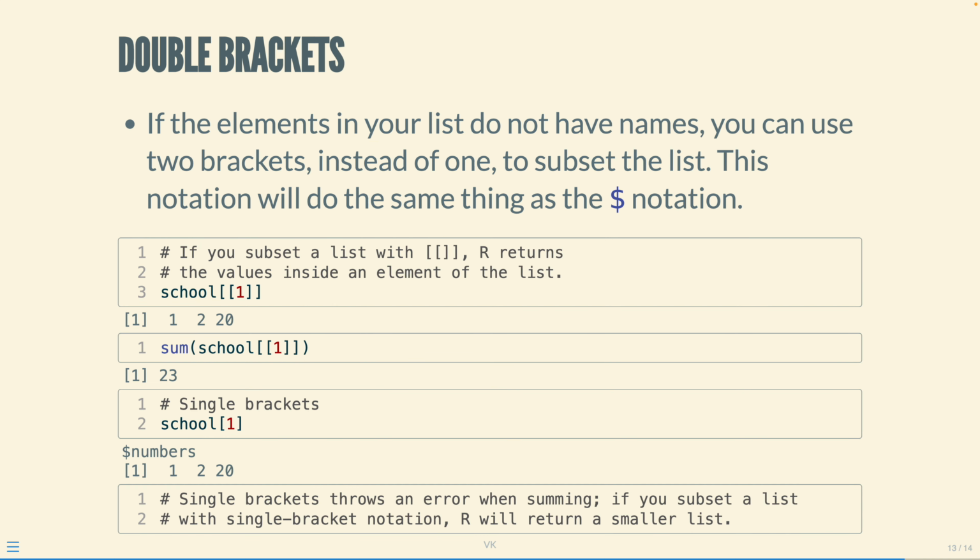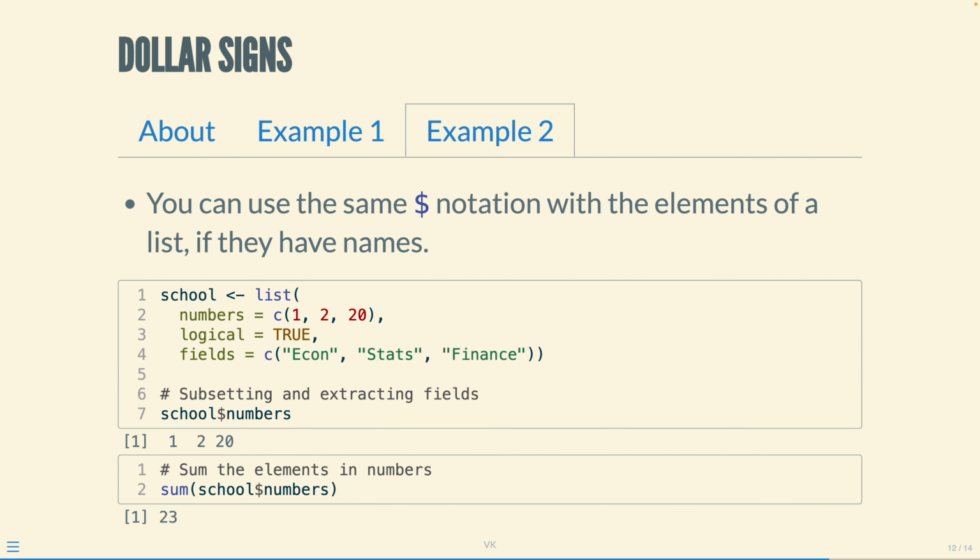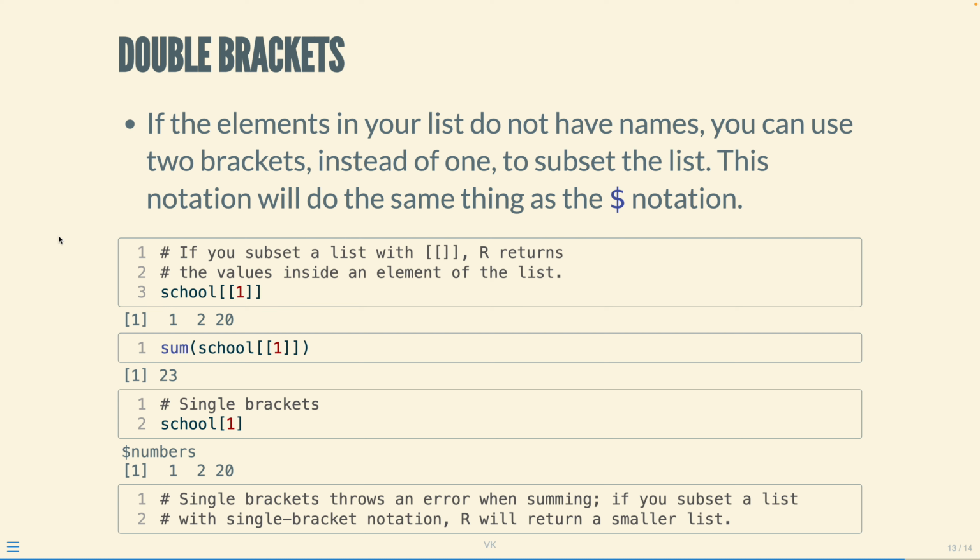Okay, and finally, we're getting to the end of this video. We'll talk about how double brackets work. Now, it's possible that the elements in your list do not have names. So it's possible that these names that we had before, we don't have these. It's just a list composed of some vectors, some logical values, some other character vectors, etc. In that case, we can subset a list with the double brackets, and R will return the values inside an element of that list.